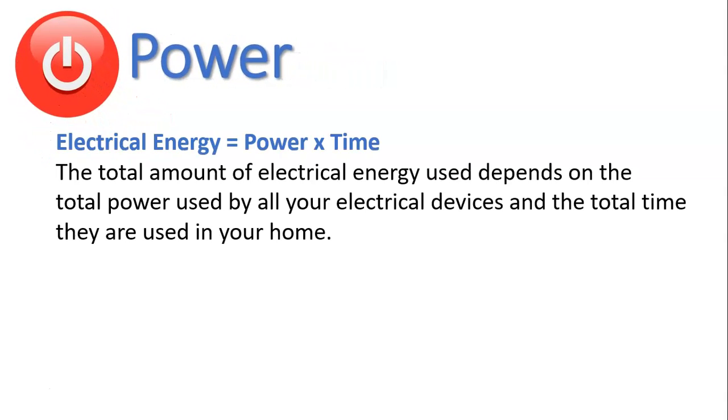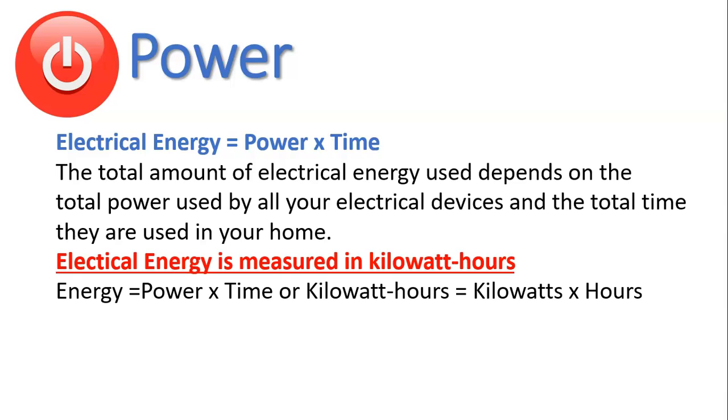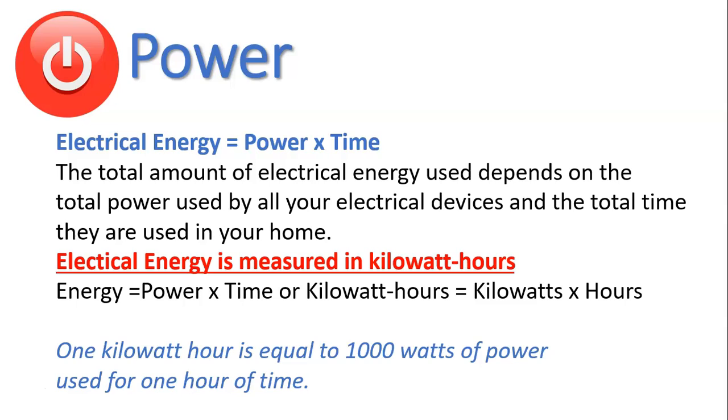Let's do a quick review on electrical power like we use in our home. The total energy depends on the total power times the time that we use it in our home. We've always used kilowatt hours because there are too many joules to calculate. One kilowatt hour is equal to 1,000 watts of power used for 1 hour of time.